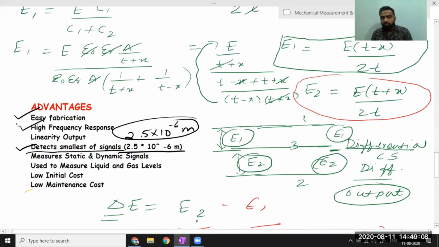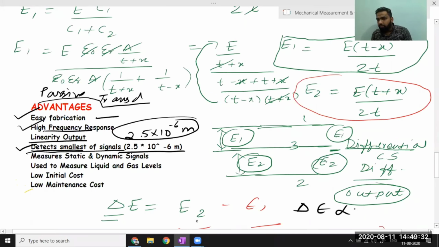First of all, it is an electronic system. This is a passive transducer. This is its disadvantage. When it is a passive transducer, it will require some kind of external source for its output. So one thing is it has easy fabrication. It has high frequency response. It can give linear output since delta E is proportional to X, and I already told you that the system we actually use for displacement transducer is the differential capacitor system.